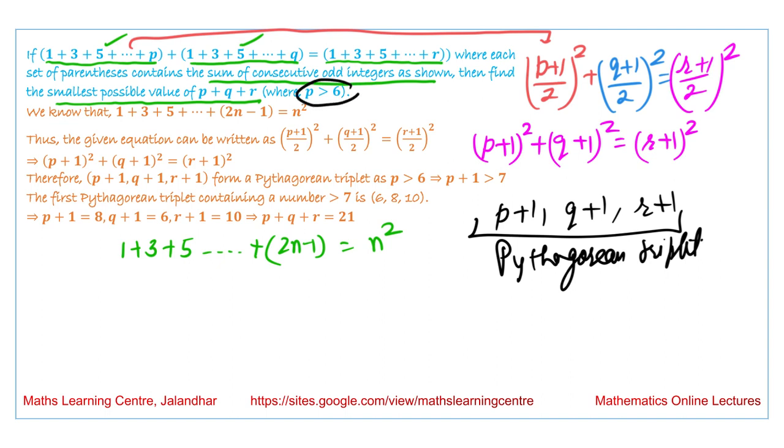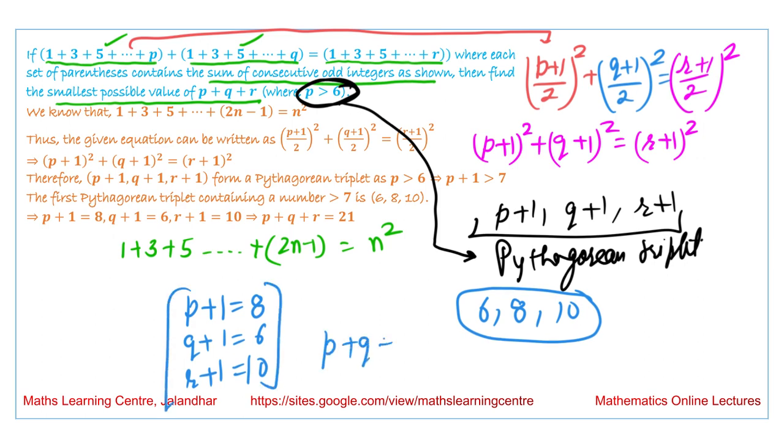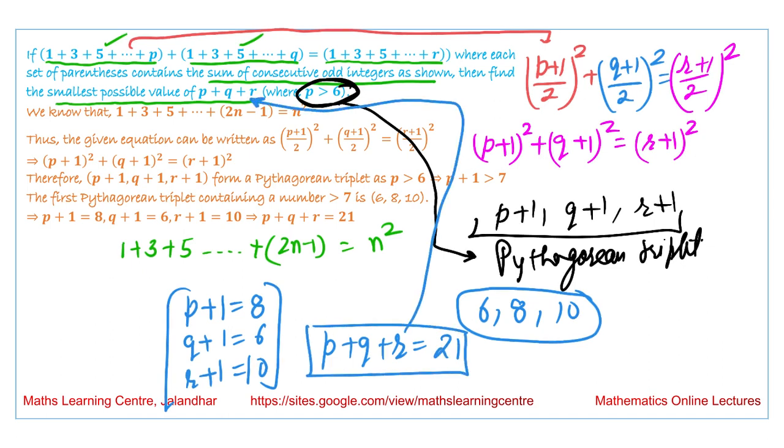Now the condition given to us is that p is greater than 6, and for that we are saying the first Pythagorean triplet that we can have is 6, 8 and 10. So if we take p plus 1 equal to 8, q plus 1 equal to 6 and r plus 1 equal to 10, then p plus q plus r is equal to 21. This is the smallest possible value of p plus q plus r.